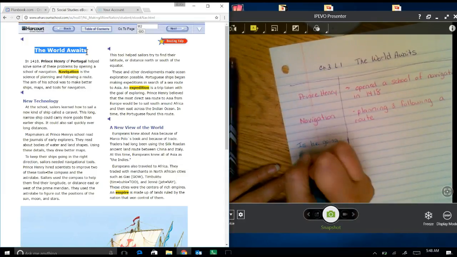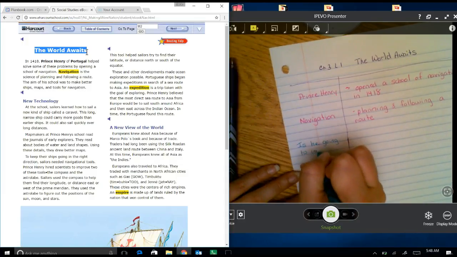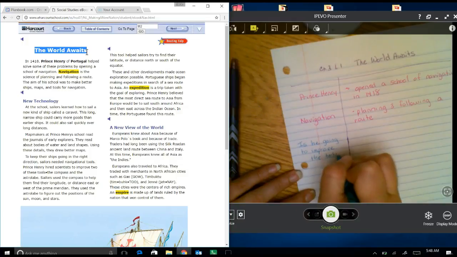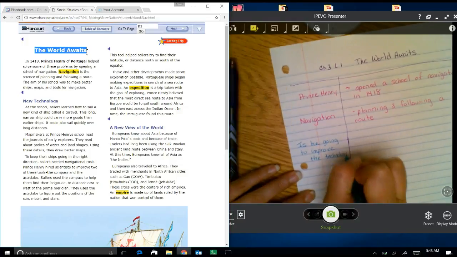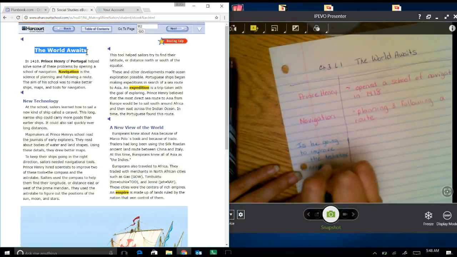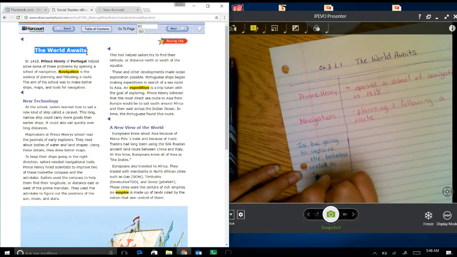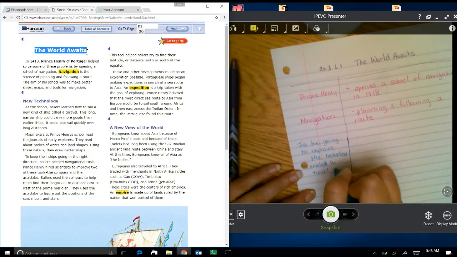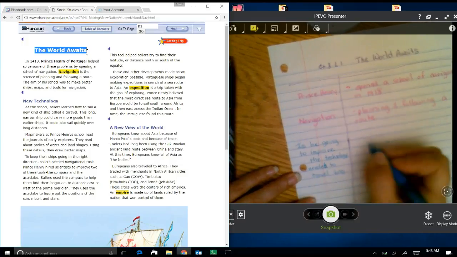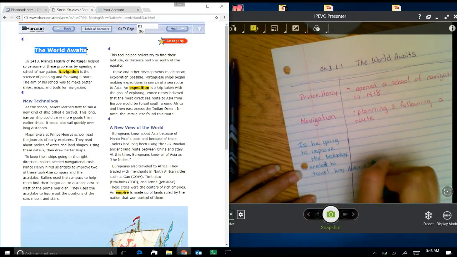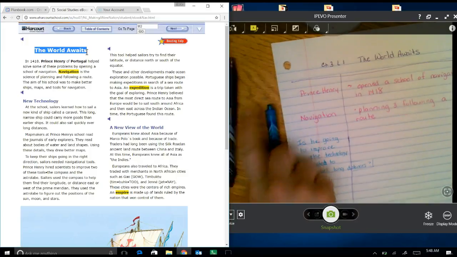Is he going to improve the technology needed to travel long distances? Let's find out. New technology.